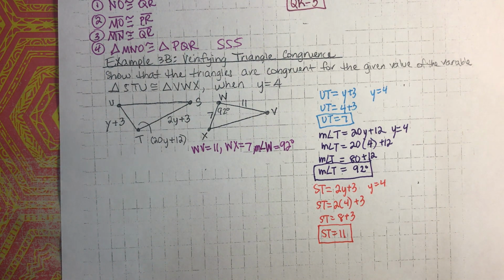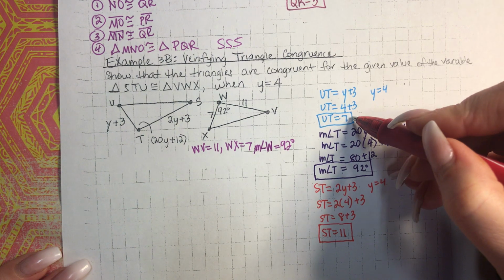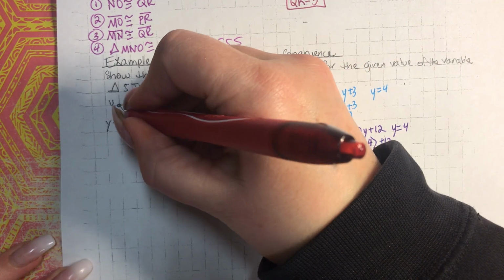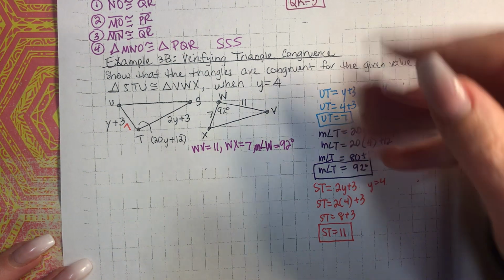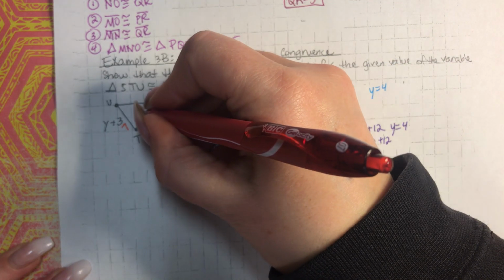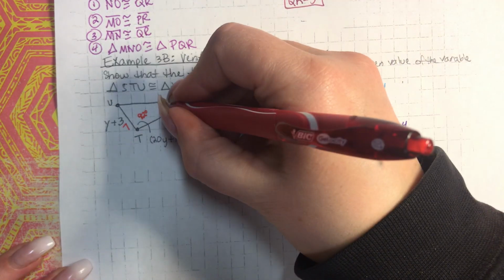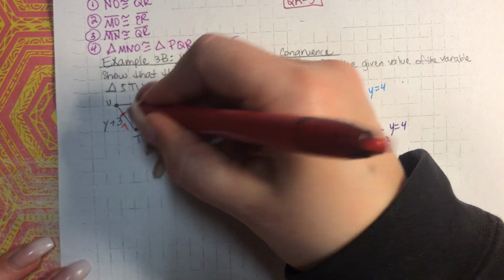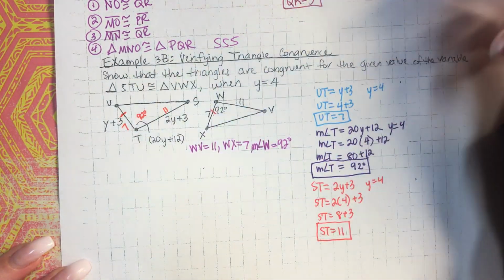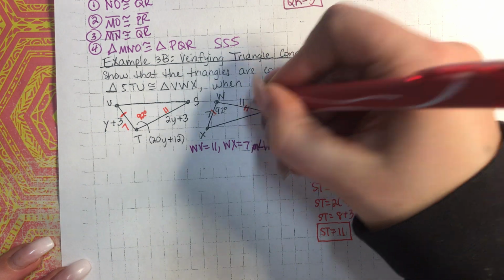And there we have it. So let's go ahead and write in these values. UT is 7. So this is 7. Measure of angle T is 92 degrees. And ST is 11. So what do we see? Ooh, 7 and 7. That means these sides are the same. I see an 11 and 11, so that means these two sides are the same.